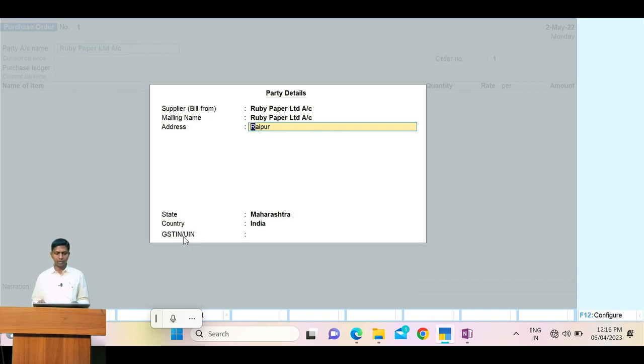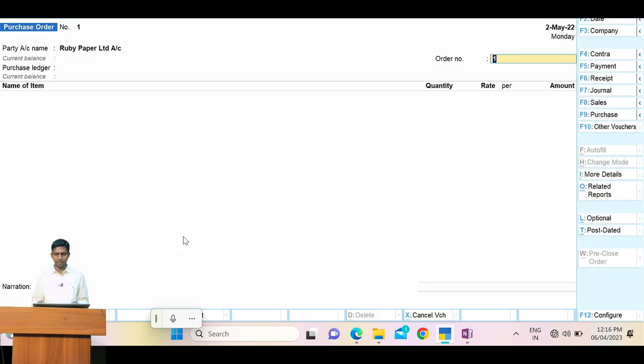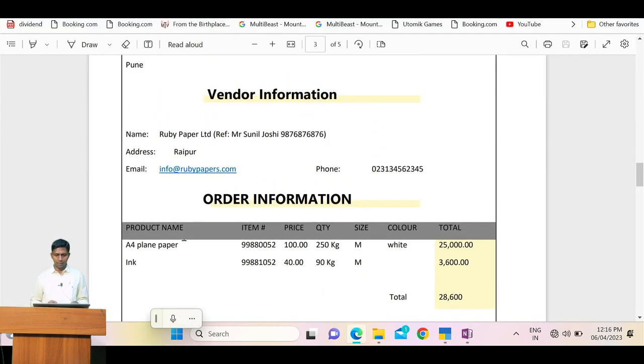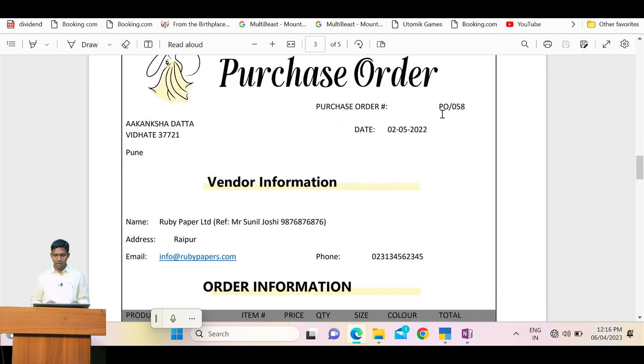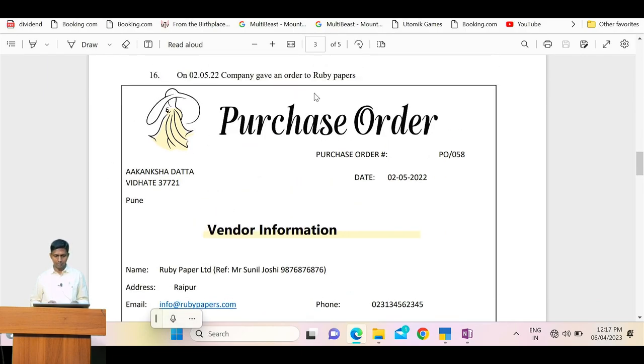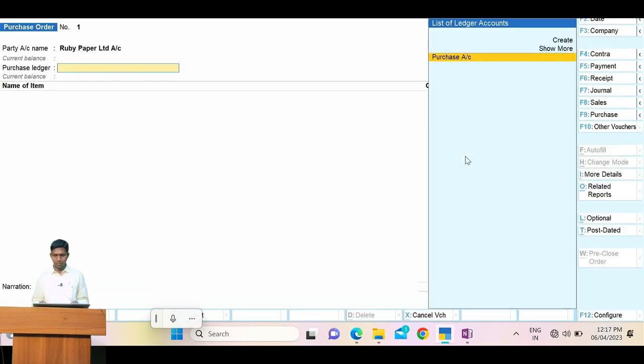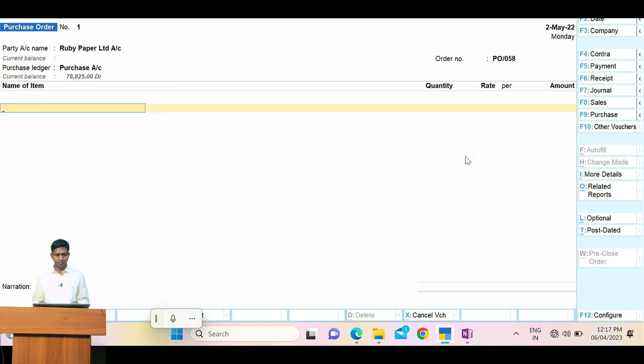Here you got the address, because we have written the address while creating the ledger. Enter, enter, enter, accept. Order number. Now you are giving this order, and this is your order only, correct? Now you can copy the order number here: PO 58, purchase ledger 58.